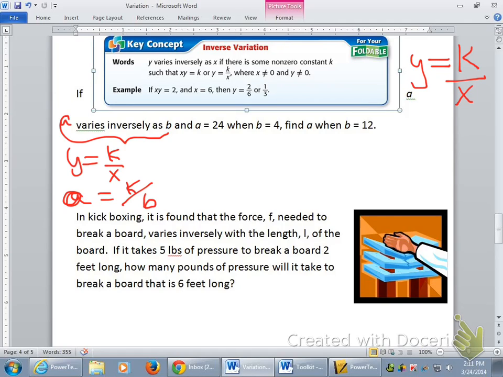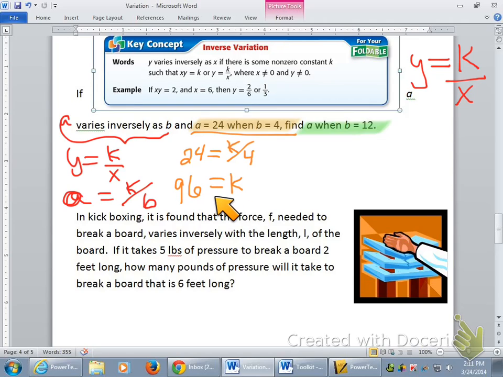Now, it says a is 24 when b is 4, right? And it says find a when b is 12. So I'm going to start off with the most information that I have, which is this information. So I know that a is 24 when something k divided by 4. So find that something. Multiply both sides by 4, and what does it have to be? 96, right? K has to equal 96. So my constant of variation in this problem would be 96.